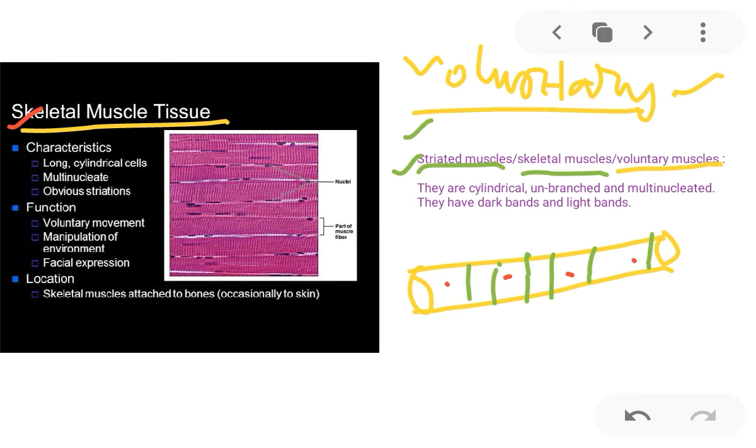We call them voluntary muscles because all voluntary actions, whichever we perform with consciousness, are under the control of these skeletal muscles. And we call them skeletal muscle because these muscles are connected to the skeletal system or bony area. And remember, they are multinucleate in nature and they have striations on them.